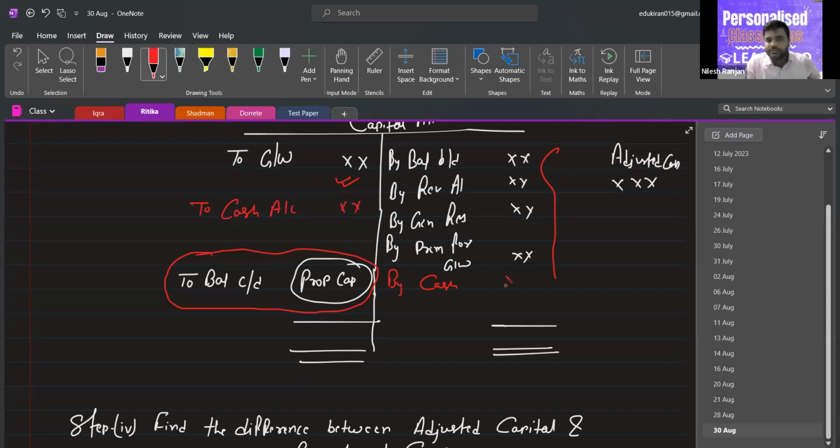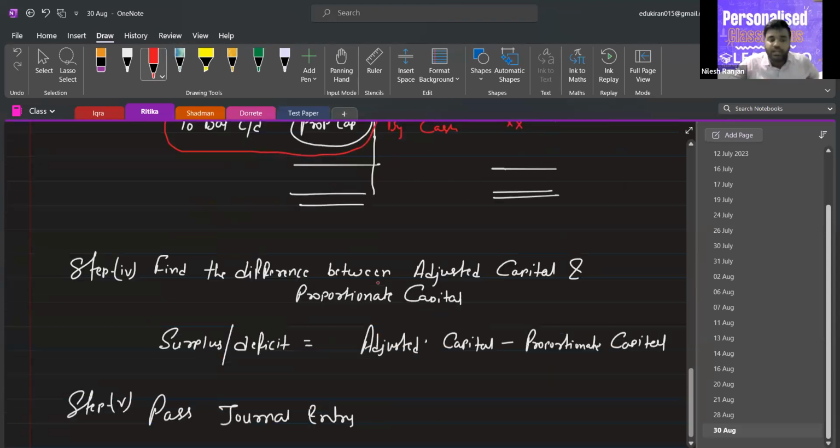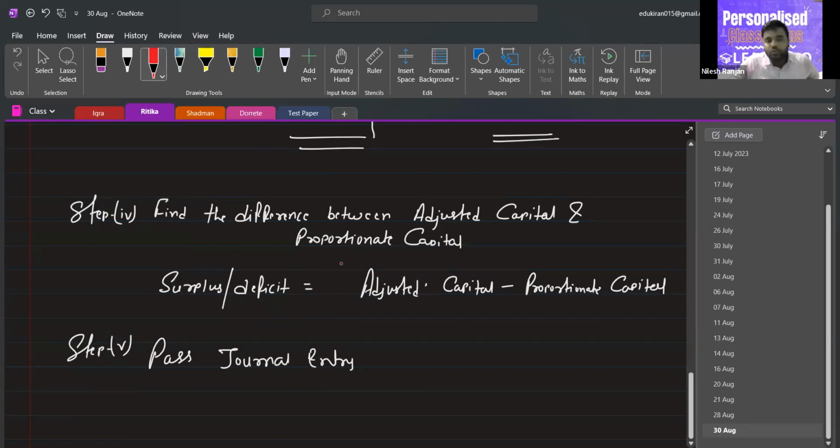So if you are preparing the capital account, then you don't have to calculate this surplus or deficit separately and pass a journal entry separately. But if the question asks otherwise, that you have to calculate and pass a journal entry, then you have to pass it.